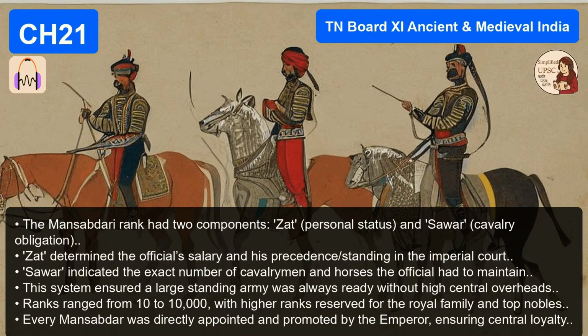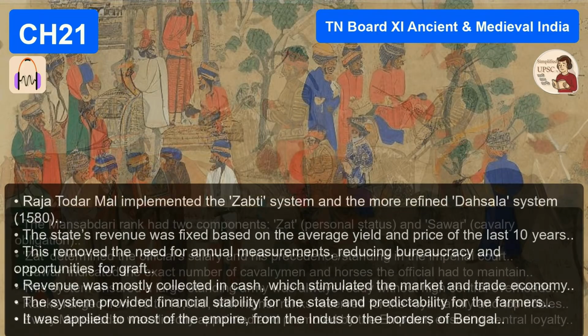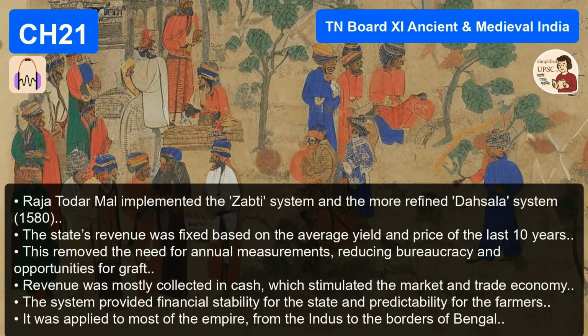Zat is your personal status. It determines your salary and your precedence in the court. Think of it as your pay grade. If you have a higher Zat, you are a bigger deal, you stand closer to the emperor, and you get a bigger paycheck. Okay, so Zat is the paycheck and the prestige. Simple enough. Correct. Sawar, on the other hand, is the military obligation. It indicates the number of cavalrymen, horsemen, and horses you are required to maintain for the emperor's service.